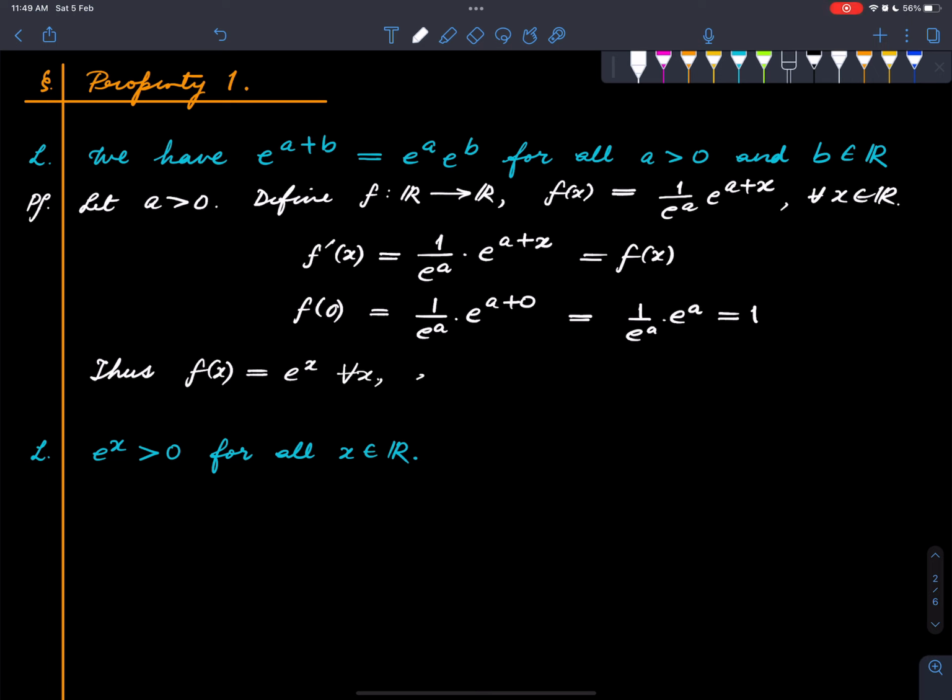giving e to the a plus b, or let me write it this way. So f of b equals e to the b, which implies 1 upon e to the a plus b equals e to the b, and this if you just cross multiply, you'll get the desired thing. So that's it. That's the proof of this lemma.